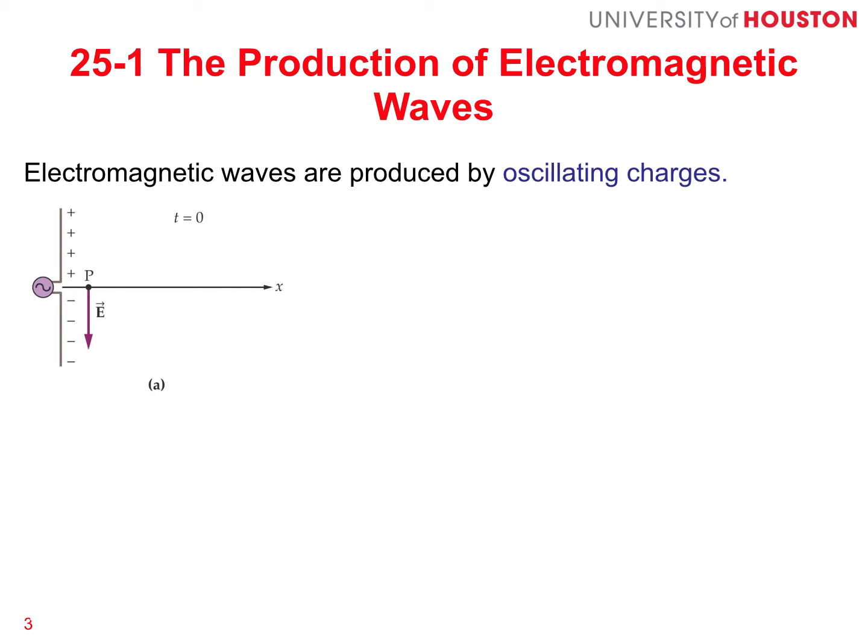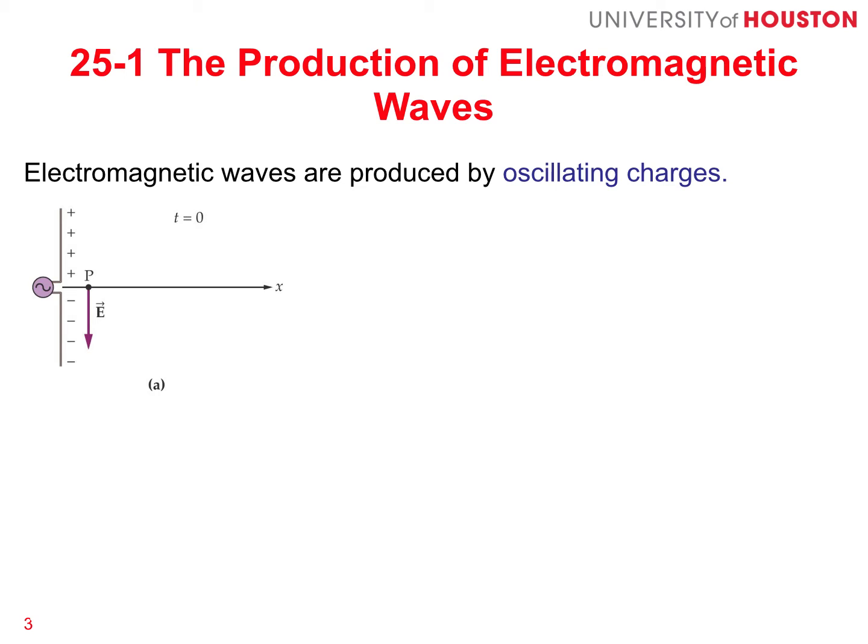Electromagnetic waves can be produced by oscillating charges. Here we have an example where an AC circuit, AC being short for alternating current, produces such oscillating charges and creates an electromagnetic wave. We start off with the situation where the negative charge is on the bottom and there's some positive charge on the top. This creates an electric field vector that points in the downwards direction.